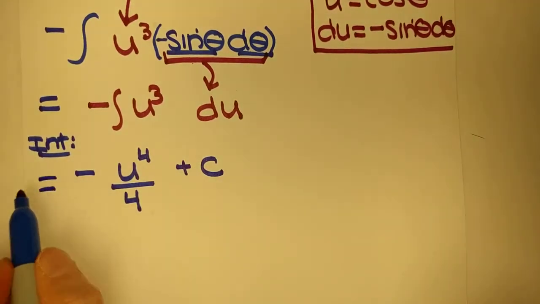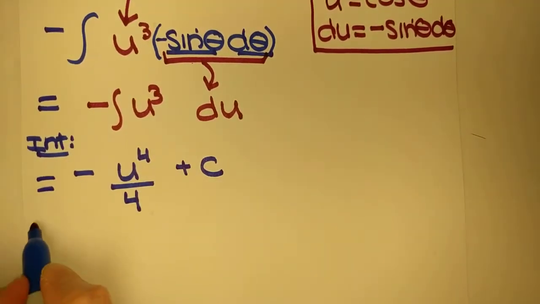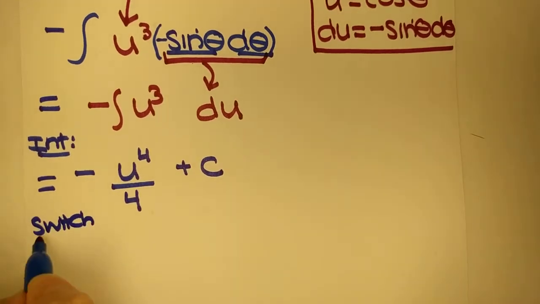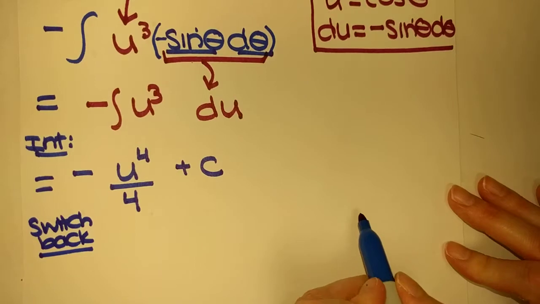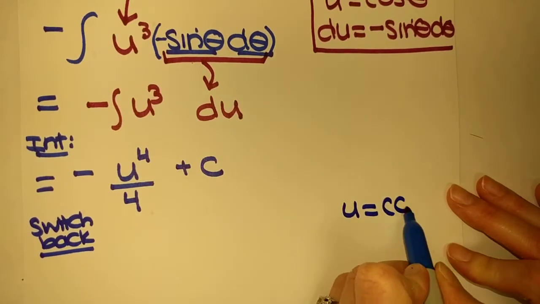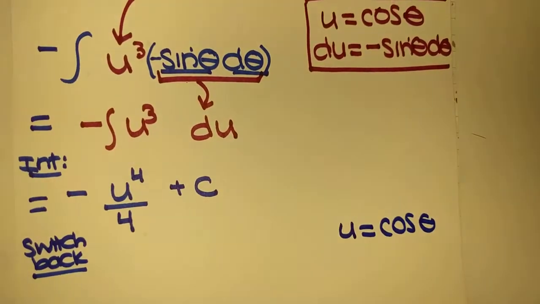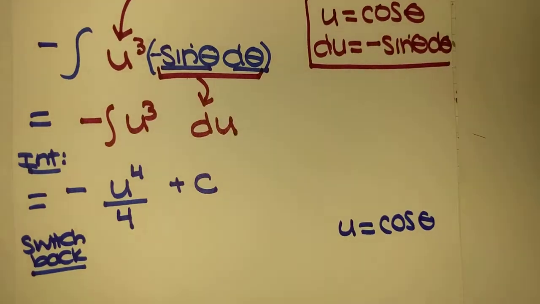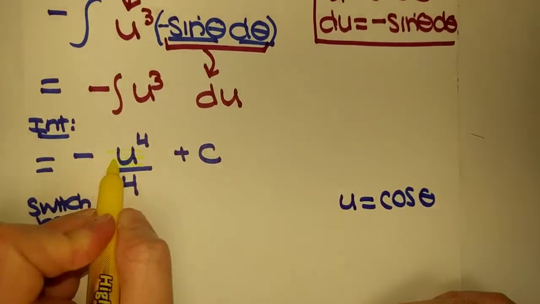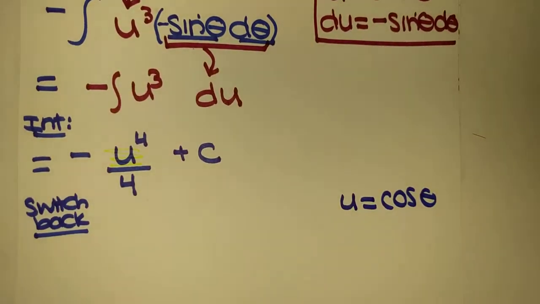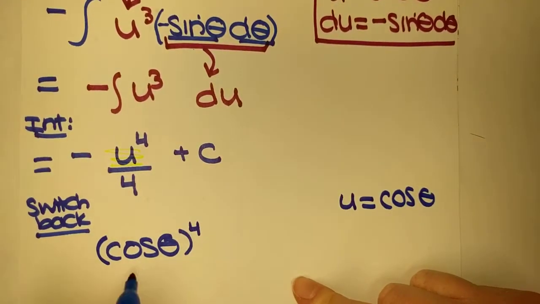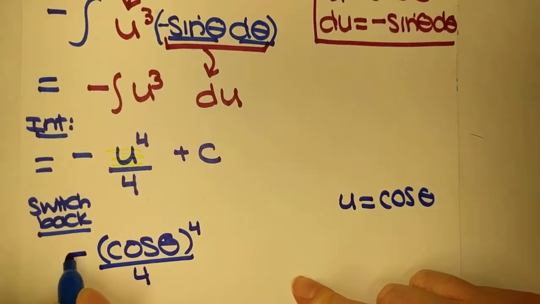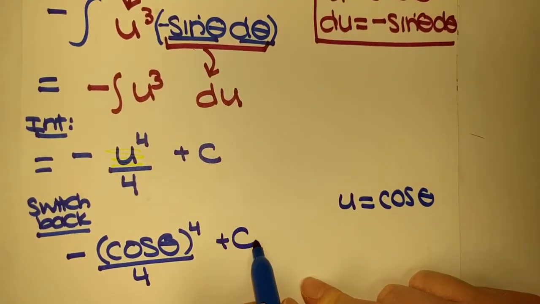All right, so at this point, we have to convert it back to our x variable, or theta variable in this case. So again, u was defined as cosine theta from up above here. So we plug in for this u the cosine theta. So we will have cosine theta to the fourth power over 4, negative carries along, plus c.